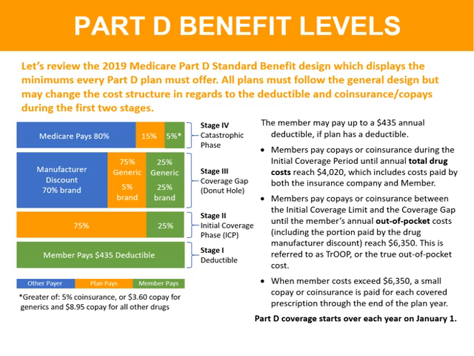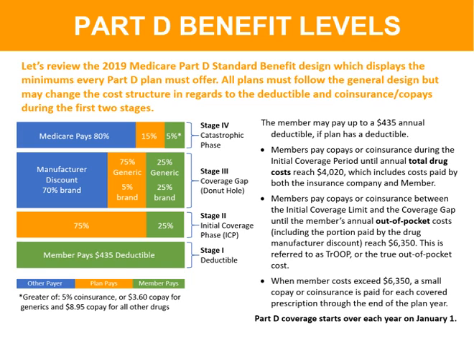Now, while you're in the coverage gap, the insurance company no longer pays anything for your drugs, but you get a manufacturer discount of 70%, and then you pay 25%. You pay 25% of generics and 25% of the brand name cost. But that is at a manufacturer discount of 70%.